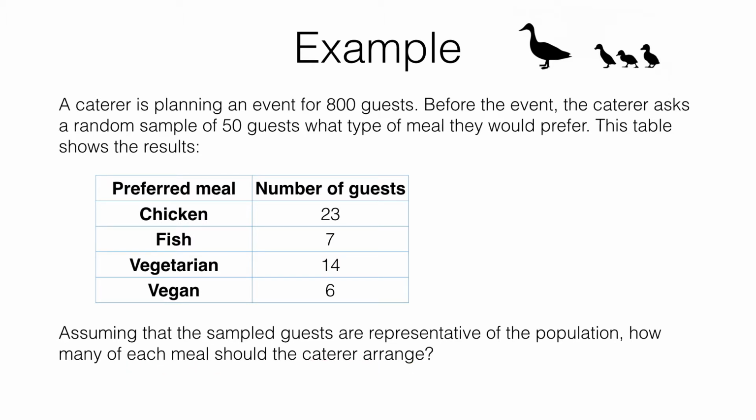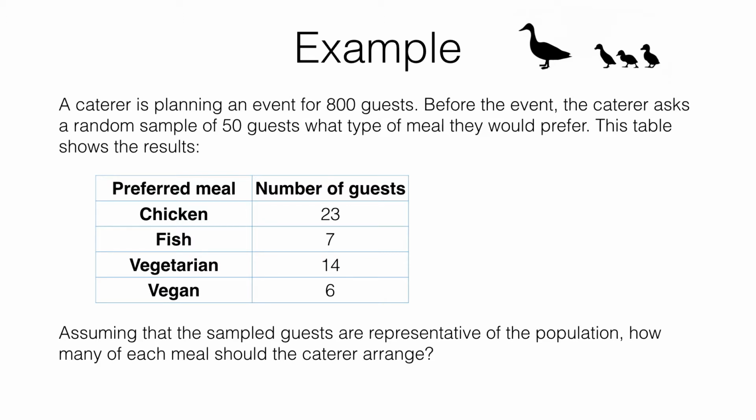We know he should arrange a total of 800 meals. But the question is, how many of each type? Obviously, if he does something like 800 chicken meals, that's fine for the people who want chicken, but it's going to disappoint all the people who wanted a fish, vegetarian or vegan meal. So what do we do?